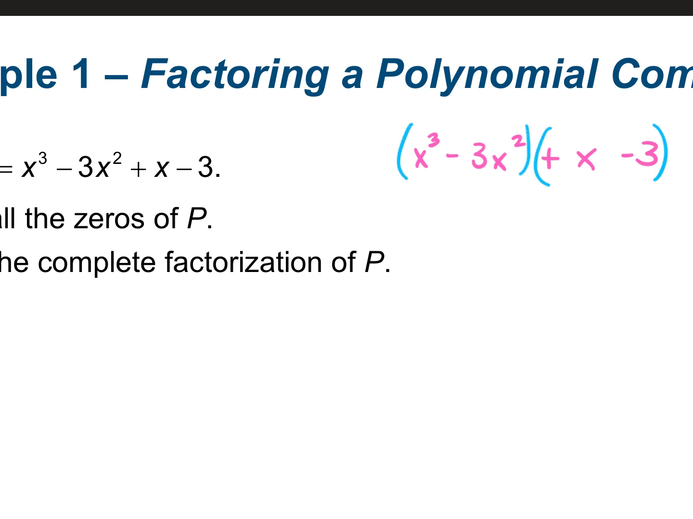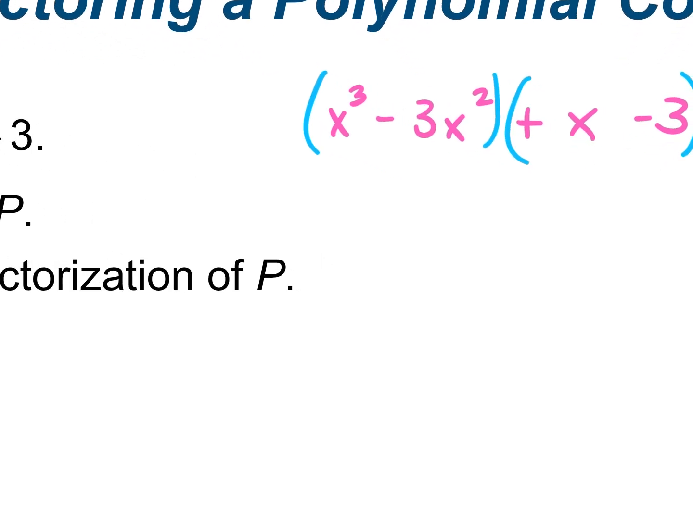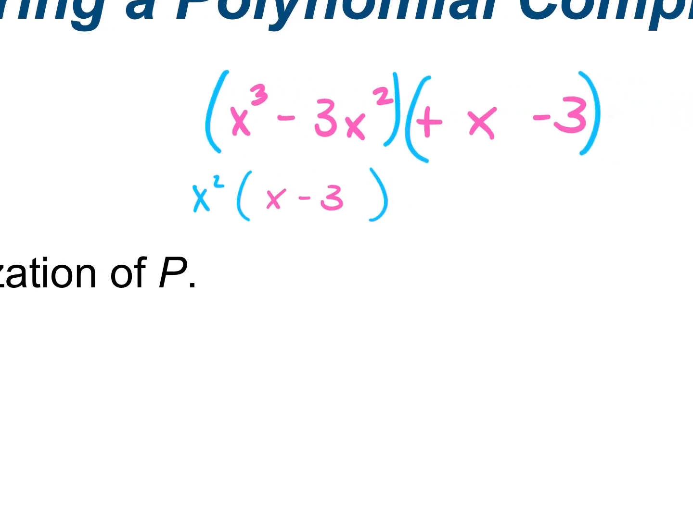What's the GCF from the first group? X squared. So we're going to take out an x squared. What are we left with when we take out x squared? X minus 3. What's our GCF from the second group? X minus 3. Oh, wait, 1. We don't really have a GCF that we take out, but it'd still be 1. And then we're left with x minus 3.